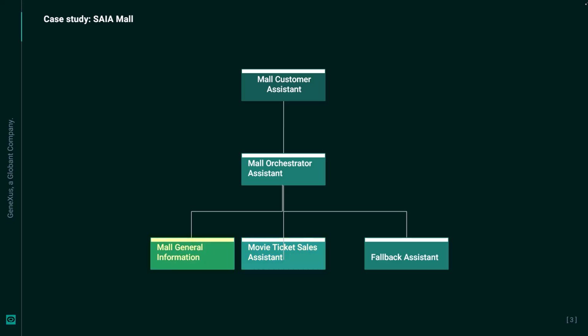The Mall General Information Assistant is a RAG assistant that uses documents with general information about the services and stores in the mall. And then, the Fallback Assistant is another chat assistant enabled to answer general questions outside the scope of the mall. All these assistants will be integrated in a flow called Mall Customer Assistant, which will manage to articulate them in order to solve all user queries.